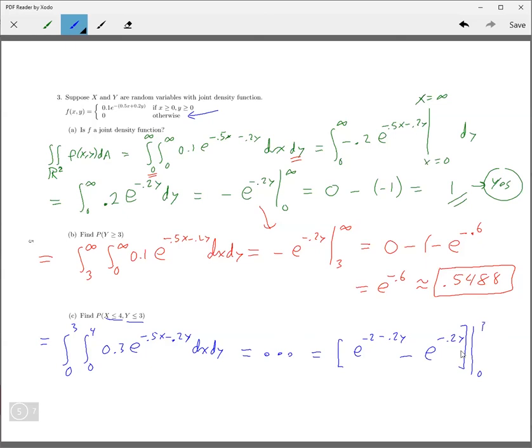Evaluated from 0 to 3. Okay, that's after integrating with respect to y. That's after integrating with respect to x, plugging in the upper and the lower limits 0 to 4, and then integrating with respect to y. And then the limits are going to be 0 and 3. And in the end, I got 0.3901 for part C.